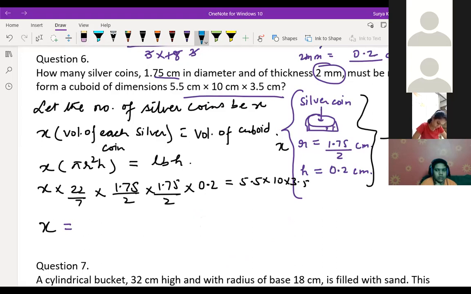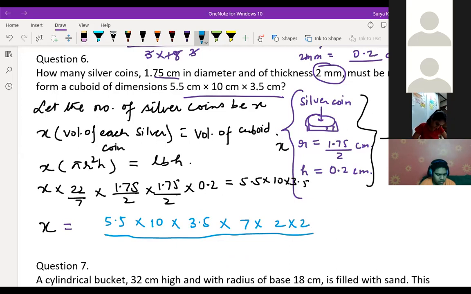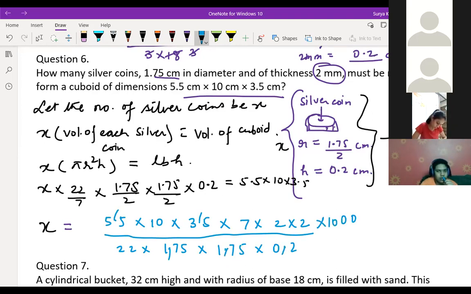See, I'm writing here 5.5 into 10 into 3.5 into 7 into 2 into 2, whole divided by 22 into 1.75 into 1.75 into 0.2. What I'm doing here is this point and this point I remove with this one. Again, this point and this point I am removing and writing here into 1000. Next step is I just cancelled here. 2 and 2 cancelled.